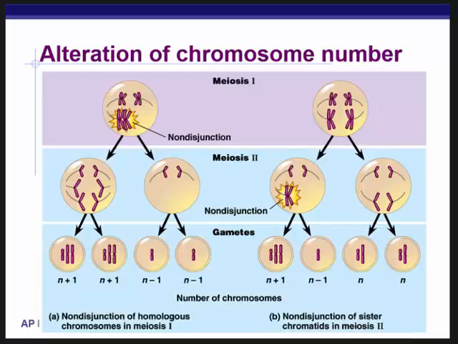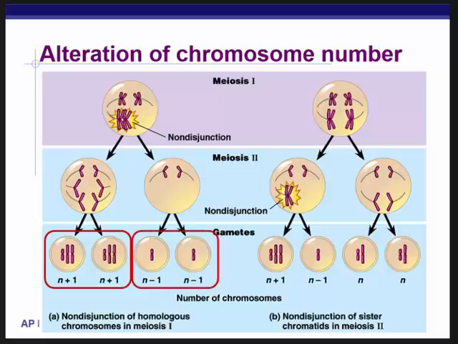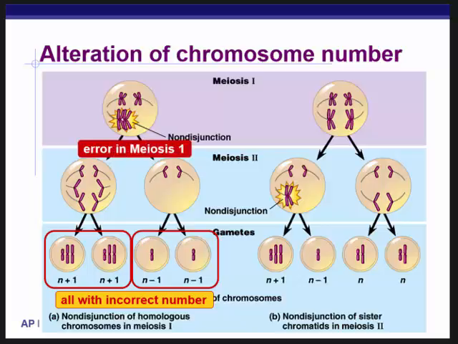And this can either happen during meiosis 1, in which case all of the gametes are going to end up with the wrong number of chromosomes. Some of them are going to have too many, some will have too few, but they all are wrong. If meiosis continues properly the first time, but the non-disjunction happens during meiosis 2, then you end up with half of the gametes having the incorrect number, and the other half are normal.